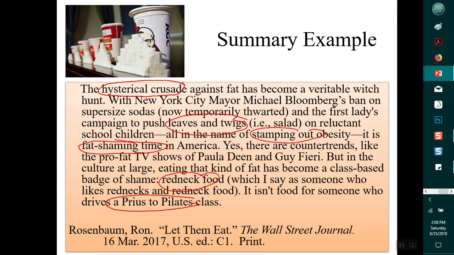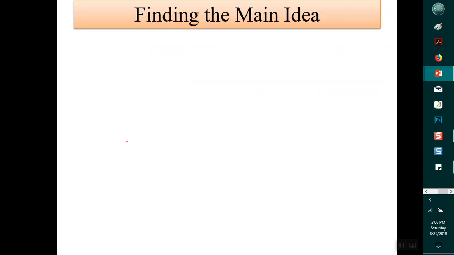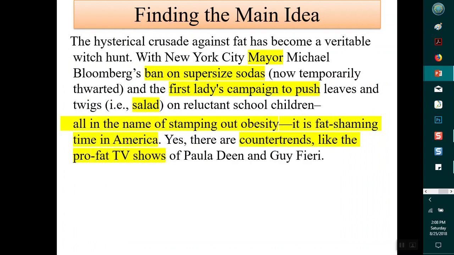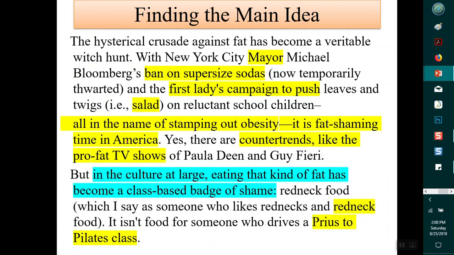Well, I wanted to write a summary of this. So I went and I looked for words that actually found the main idea. So I have the mayor. He had a ban on supersized sodas. The First Lady had a campaign to push salad, all in the name of stamping out obesity, but it was fat shaming time in America. And there were counter trends. And then this I highlighted in blue is kind of his main point. In the culture at large, eating that kind of fat is a class-based badge of shame.